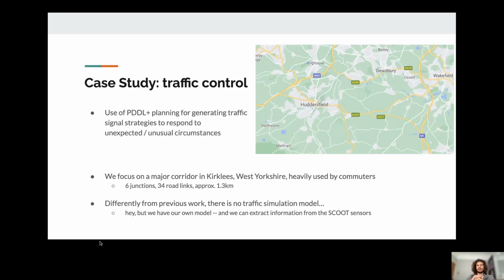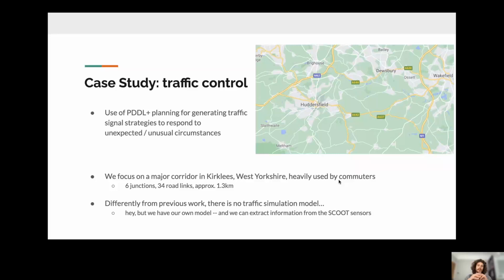And our case study is, of course, urban traffic control, where we are using PDDL+ planning for generating traffic signal strategies to respond to unexpected or unusual circumstances. We are focusing on a major corridor in Kirklees. In this region here, I can't tell you exactly which corridor for privacy and safety reasons, but this area is quite interesting because it gets a lot of commuters going to work in the town center, and it is between two major highways, M62 and M1, so you have a lot of cross traffic going between the two highways.